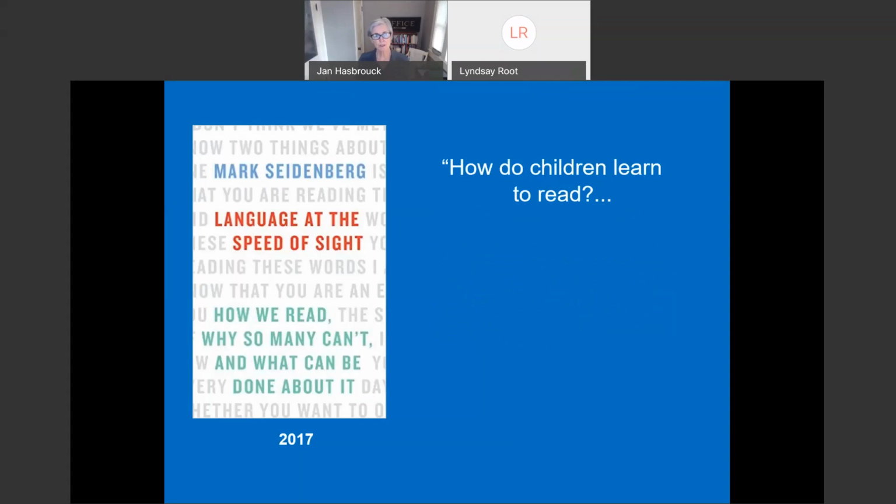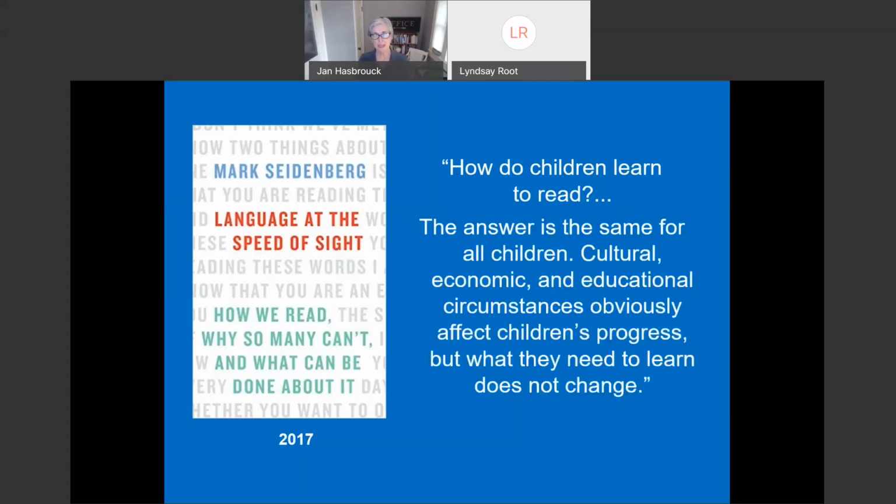Seidenberg also says, looking at the decades now of neurological and reading research, answering the question, how do students learn to read? He says, the answer is the same for all children. Of course, there are differences. We can look at that ladder and know that some kids are going to find it very easy, some are going to really struggle. But neurologically, the answer is the same for all children. Cultural, economic, and educational circumstances will affect students' progress, but what they need to learn does not change.